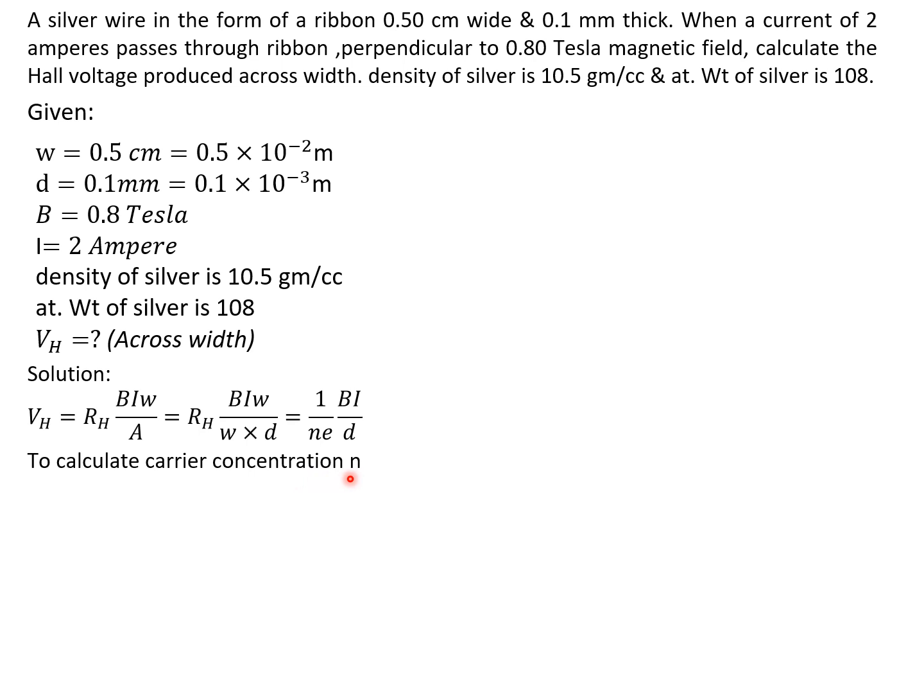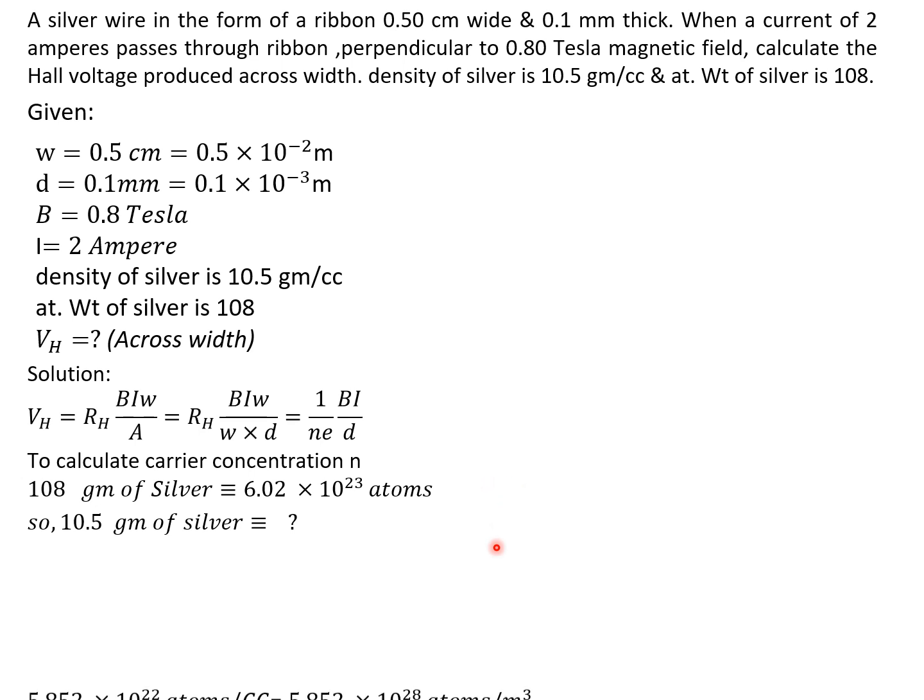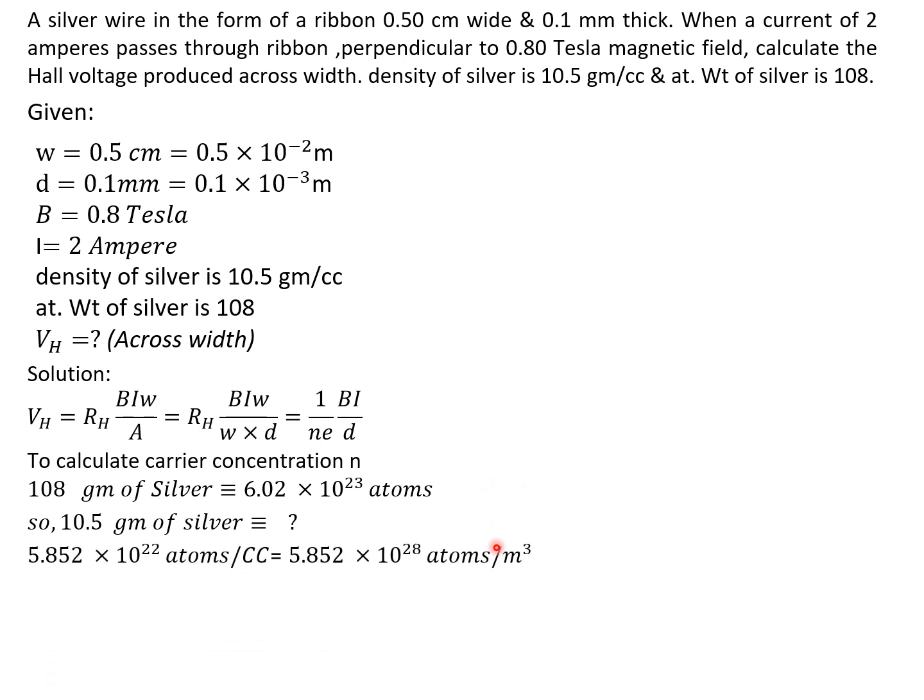We need to calculate the carrier concentration N, for which we have to use the Avogadro number. What is 1 mole of silver? 108 gram of silver will contain Avogadro number of atoms. So 10.5 gram of silver, which is the density of silver, will contain how many atoms? The calculations will give us, for silver, the number of atoms per cc as 5.852 into 10 raised to 22 atoms per cc.